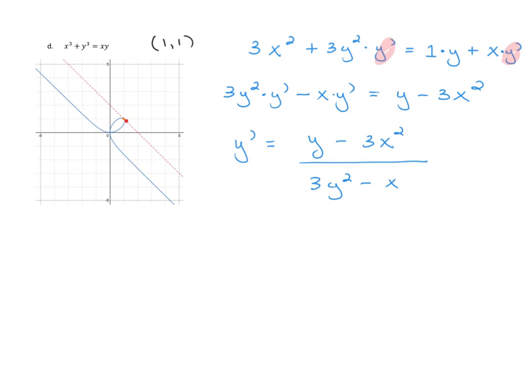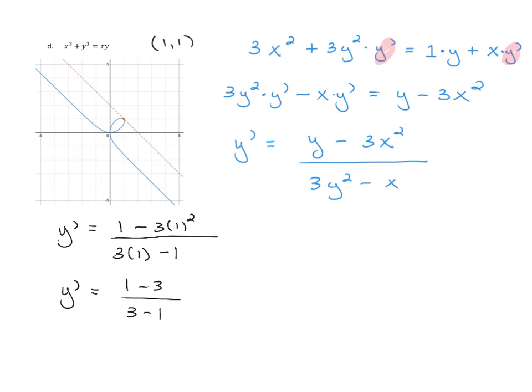If I want the slope of this line, I will plug in the point (1, 1) for the x's and the y's. All right, so the slope is going to be equal to 1 minus 3 times 1 squared over 3 times 1 minus 1. Okay, so that is 1 minus 3 over 3 minus 1. I see, that's negative 2 over positive 2. That is a slope of negative 1.